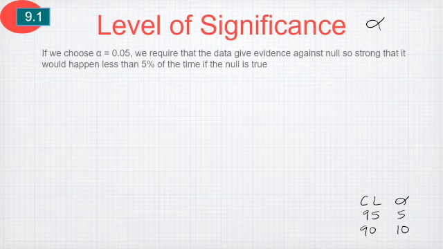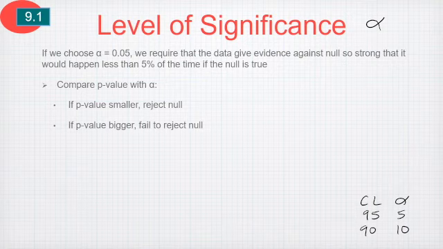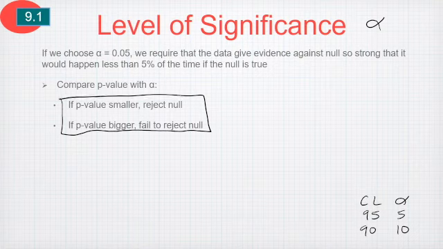Okay, so how do we figure that out? We compare our p-value with alpha. We look at the p-value, and again, we're going to talk about how to get that, and we look at our alpha. If the p-value is smaller, you reject the null. If the p-value is bigger, you fail to reject the null. And it's just that simple, except this is so important, memorize it now.